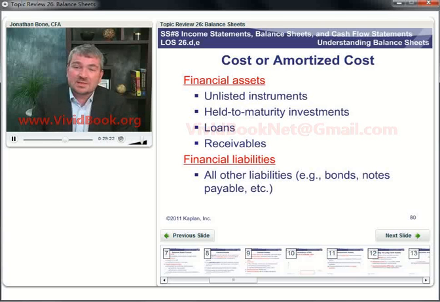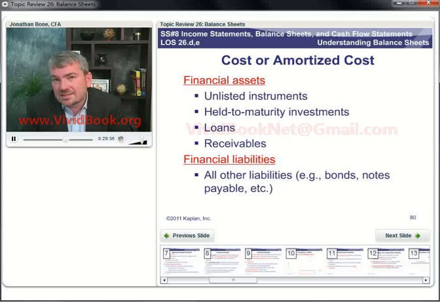Cost, of course, is purchase price. What do we mean by amortization? We mean the amortization of any premium or discount when we purchased it. Now again, in terms of numbers, you're not going to need to worry about that on investments until level 2, although you will see amortization of premiums and discounts when we look at the issuance of bonds in a later reading.